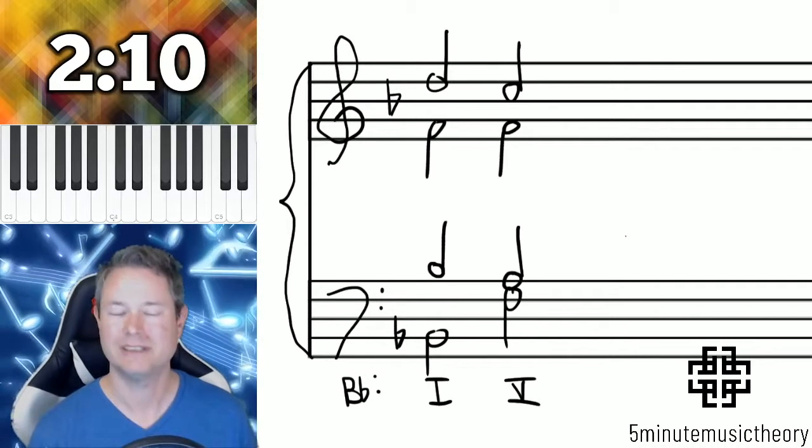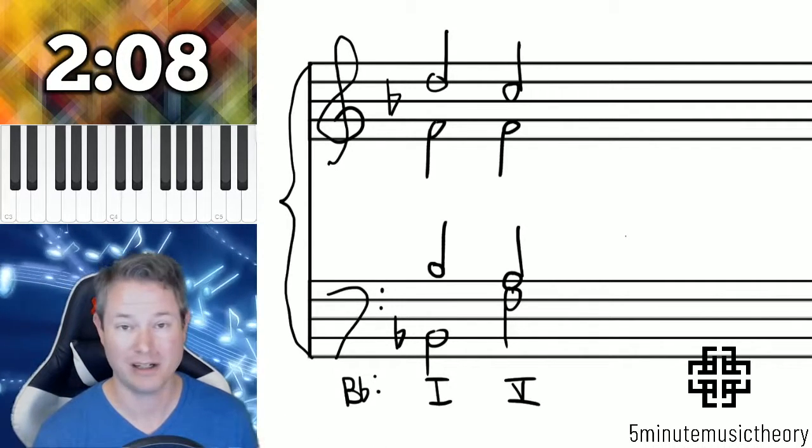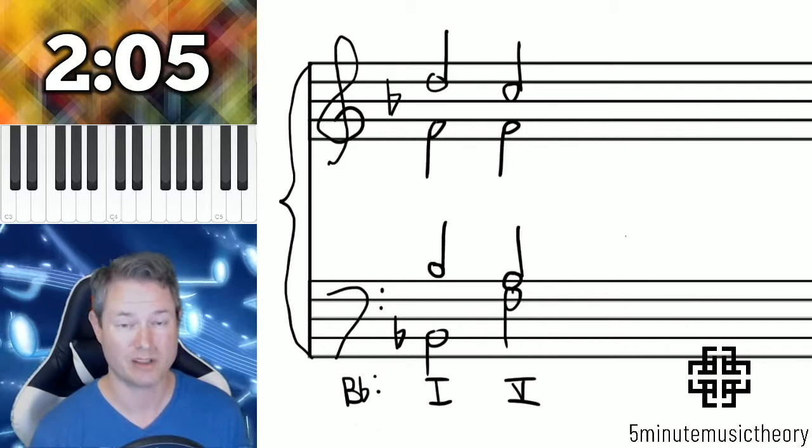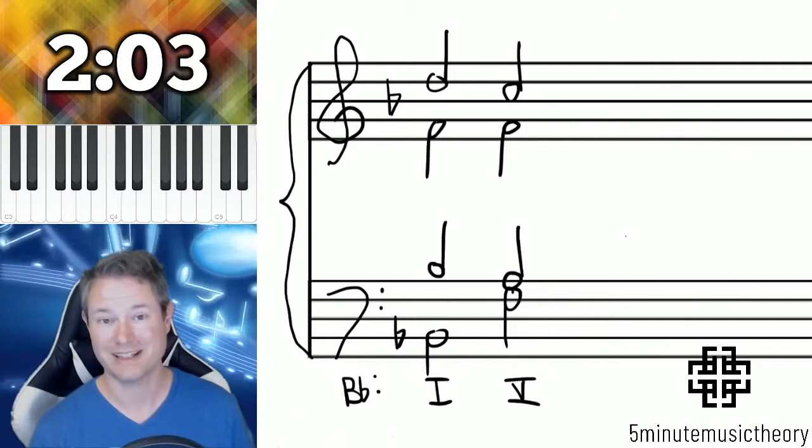If you keep it simple, it is simple, I promise. Don't make it any harder than it needs to be. Try to keep your common tones common, move the other voices the smallest distance possible.